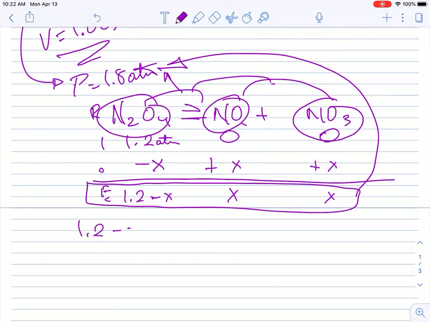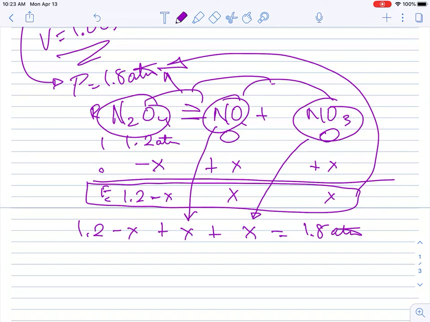So we're going to go, okay, 1.2 minus x, which is the pressure of my N2O4 at that point, plus x, which is the pressure of my NO2, plus another x, which is the pressure of my NO2. All of those together are going to add up to equal 1.8 atmospheres.